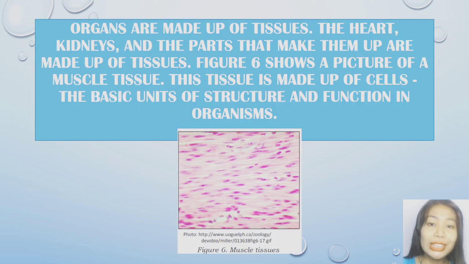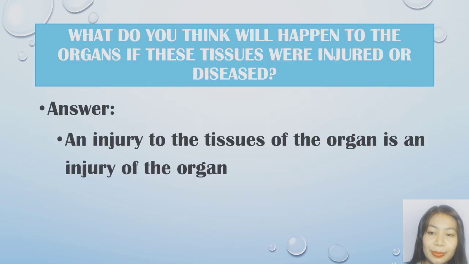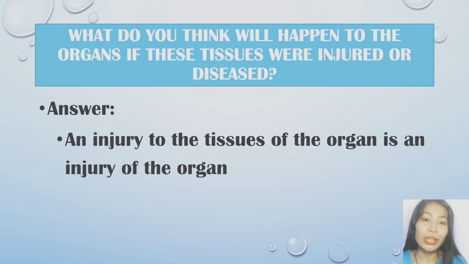So organs are made of tissues. The heart, kidneys, and the parts that make them up are made of tissues. Figure 6 here shows a picture of a muscle tissue. This tissue is made up of cells, the basic units of structure and function in organisms. So you can see here the muscle tissues.